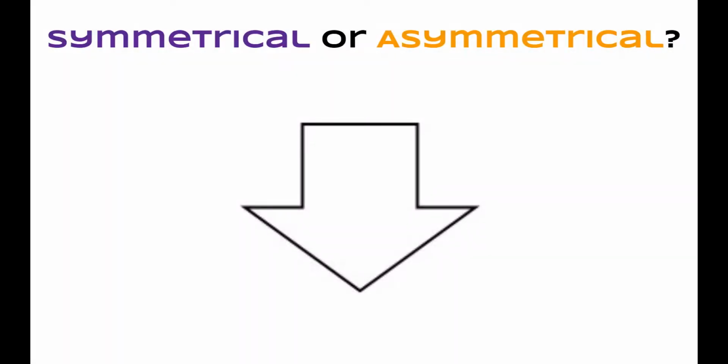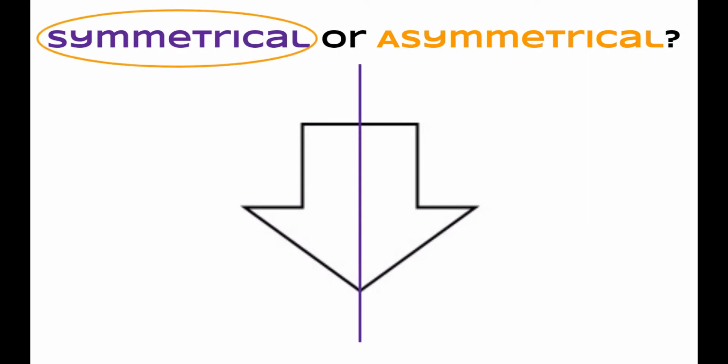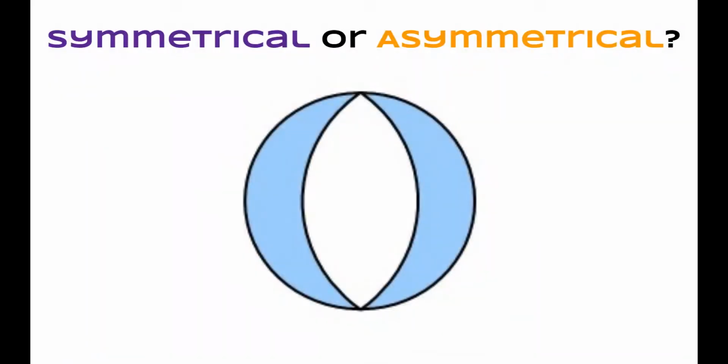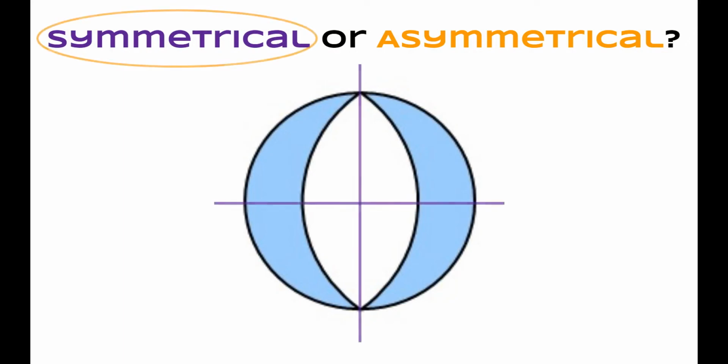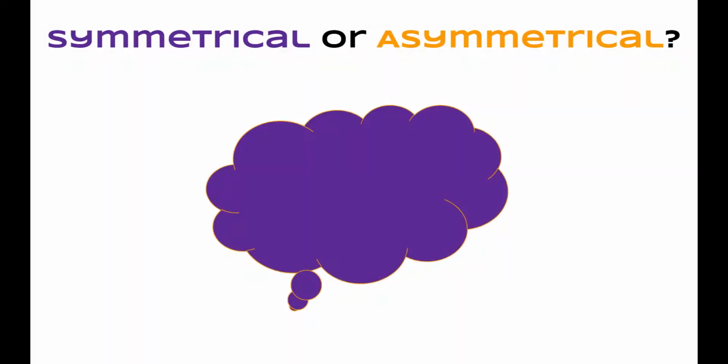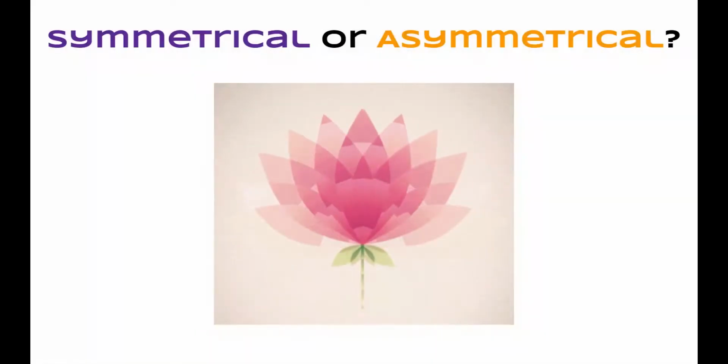Is this shape symmetrical or asymmetrical? It's symmetrical. You could divide it in half right down the middle vertically and have two sides that reflect the same image. Okay, here comes another one. Is this shape symmetrical or asymmetrical? It's symmetrical. You could even divide it in half in two different ways. How about this shape? Is it symmetrical or asymmetrical? It's asymmetrical. Oh, they're getting trickier now.